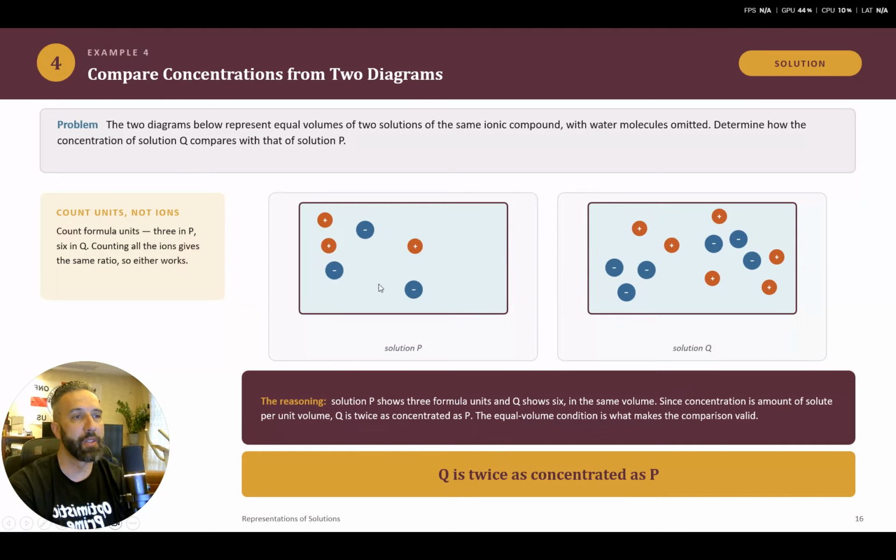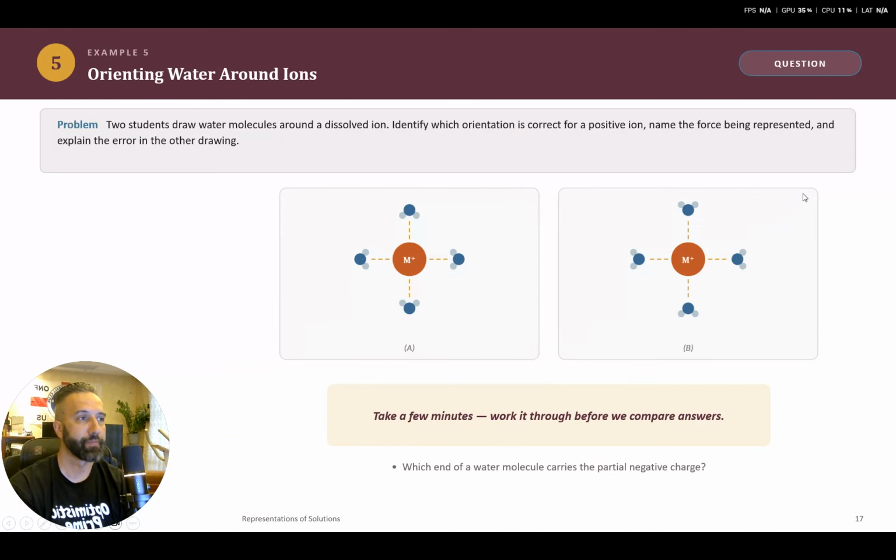Okay, this is an easy one. So you've got 3 positive, 3 negatives here, and you've got 6 positives and 6 negatives here. So the volume is the same. So obviously Q is double the concentration of P. Again, number of dots represents the molar ratio. So this means that you got double the moles of Q compared to P, and therefore double the concentrations, since the volume is the same.